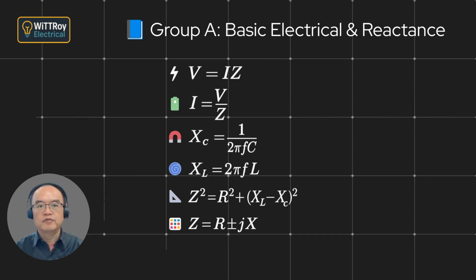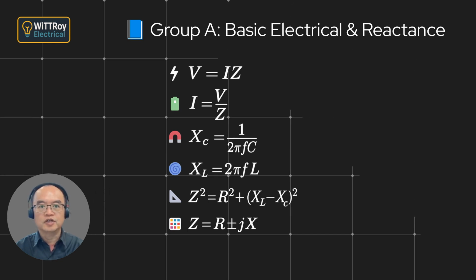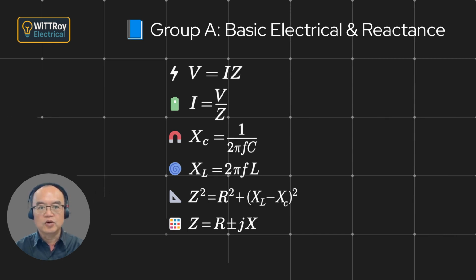Now we go to the second formula. The formula is I equals V divided by Z. This formula calculates the current when we know the voltage and the impedance. I means current and the unit is amperes. V means voltage and the unit is volts. Z means impedance and the unit is ohms. Repeat, I equals V divided by Z.